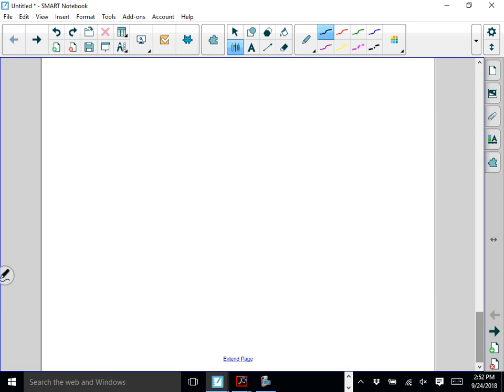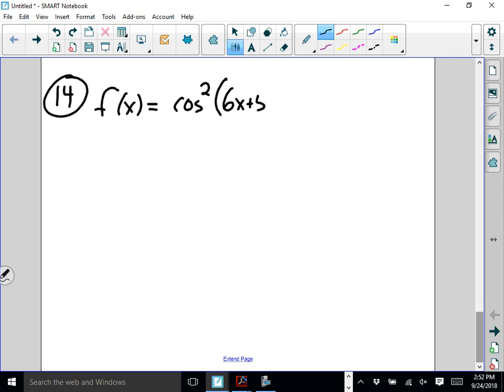14 said f of x equals cosine squared of 6x plus 5. I highlighted this one because this is a double chain rule kind of a thing, right? Chainception or two chains. So it might help me to rewrite f of x, right? When I see that 2 in between the cosine and the 6x plus 5, that means the whole thing is being squared. So I'm going to write this as cosine of 6x plus 5 squared.